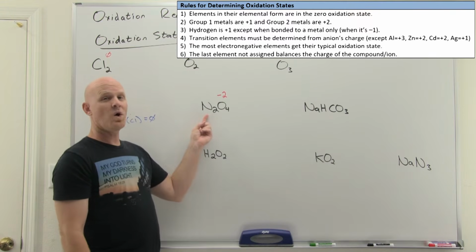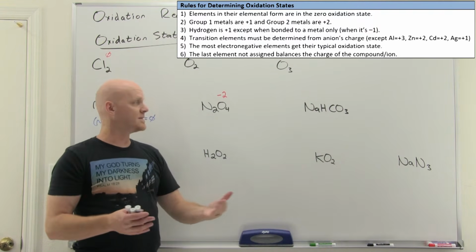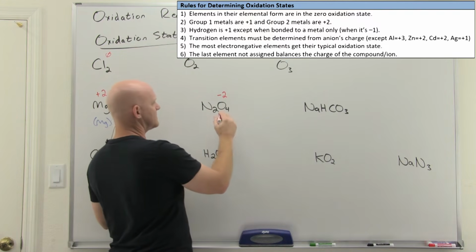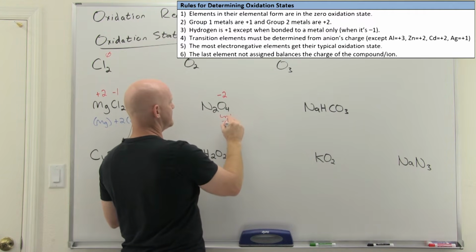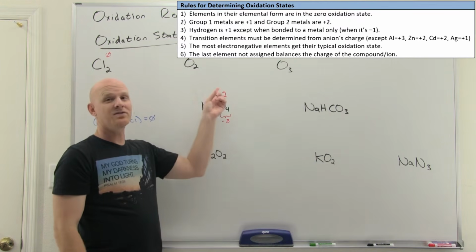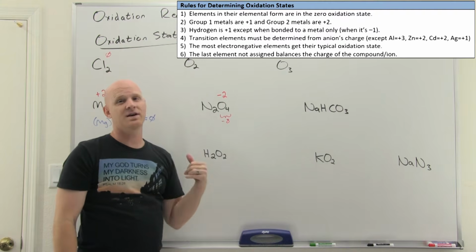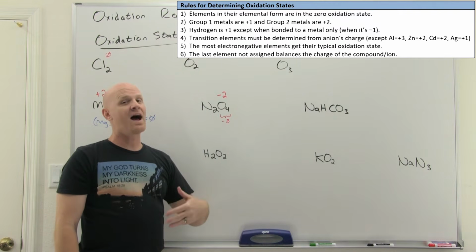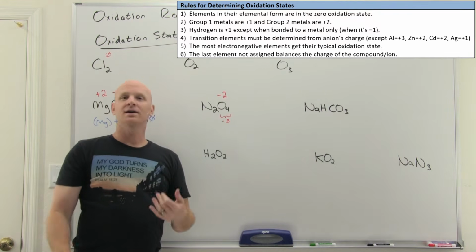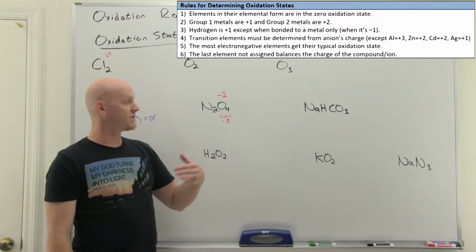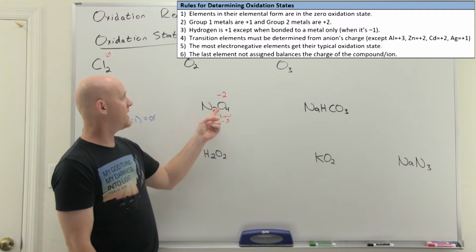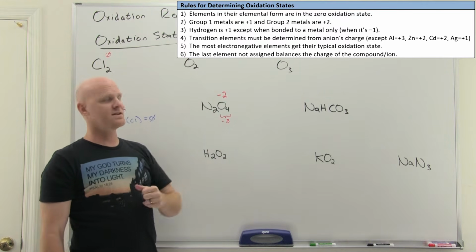Cool, from here we've only got one element left, and that one element just has to balance the rest of this out. We've got 4 oxygens at -2 each, a total of -8. One thing to note: the oxidation state is -2, but there's a total charge of -8. If somebody asked you for the oxidation state and you said -8, you'd be wrong, because the oxidation state is always defined per atom. Per atom, they're -2 each. That's the oxidation state for oxygen.